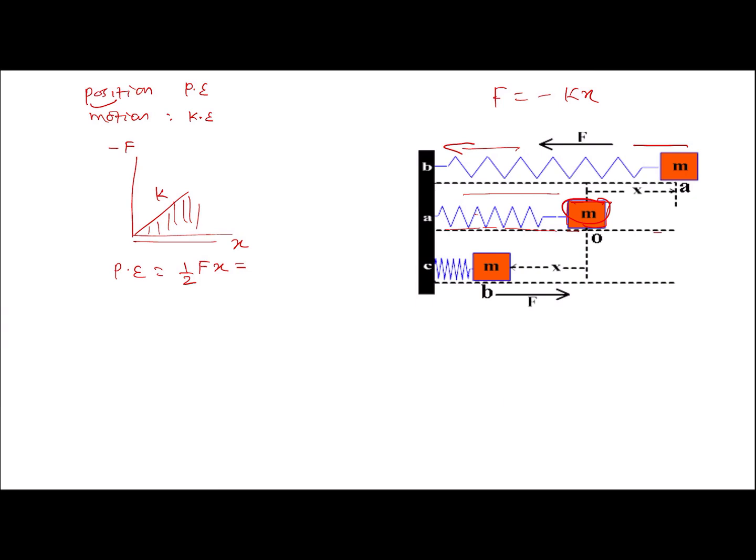In this case, minus F is the height and x is the base. Since F is equal to minus kx, minus times minus gives plus, so we get kx times x. So the potential energy, which we call the elastic potential energy in this case, is half kx squared. If we take the example of a simple pendulum, this elastic potential energy is replaced by the gravitational potential energy, but that is also potential energy. So the potential energy of the mass-spring system is half kx squared. And the kinetic energy of the mass-spring system is 1/2 mv squared.